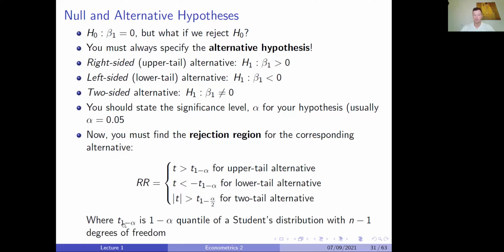As I said, this expression means the 1 minus alpha quantile of a Student's distribution with n minus 1 degrees of freedom. So don't forget that Student's distribution has another parameter, which is degrees of freedom, usually n minus 1.